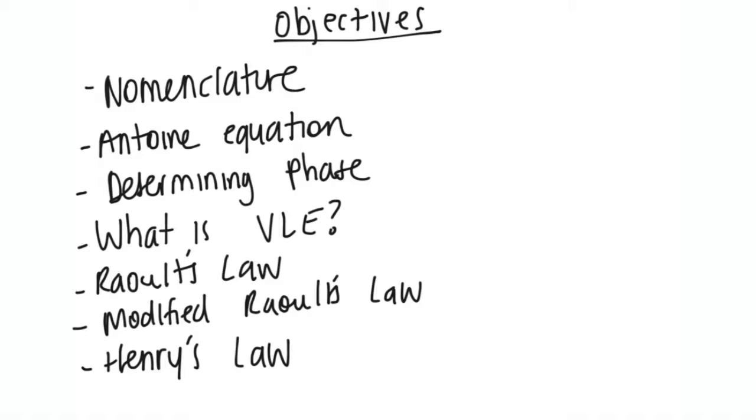Then I'm going to show you how to determine if I'm a vapor or a liquid, which from this point on is going to be really, really important for vapor-liquid equilibrium, and we're doing fugacity for the rest of the course. Then I'm just going to give you a little bit on what VLE is, so we know what I'm talking about. Then I'm going to get into Raoult's law, and then modified Raoult's law, and then I'm going to finish off the video with Henry's law.